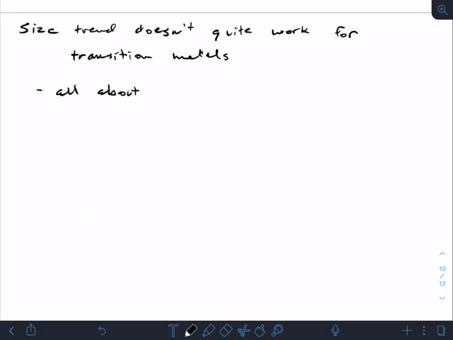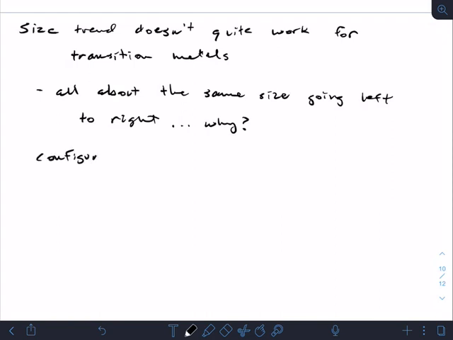What we find is that generally they're all about the same size going left to right. So as I go left to right across the table and I get to the transition metals, things are pretty much the same all the way across. And why would that be? Our first clue, we're going to look in the electron configuration.